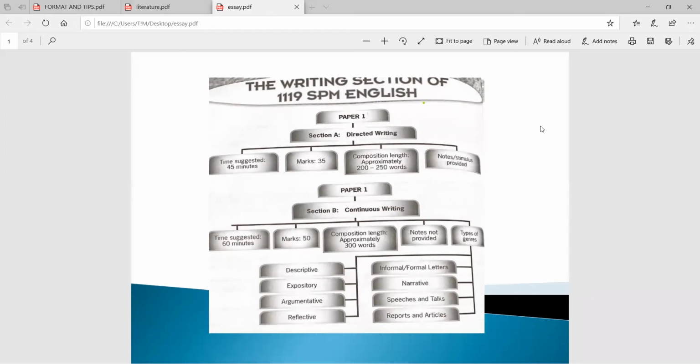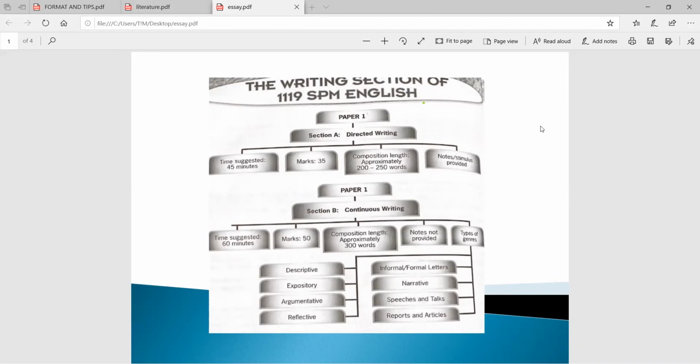If it's formal writing, macam mana format dia? Kalau informal, where should you put the address? Where should you put your signature? Where's the date? You should be well aware of it, but we will go through everything. We will do each and every essay writing. We still have time, I believe.